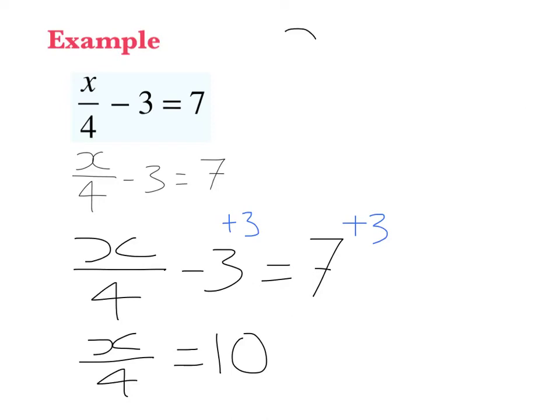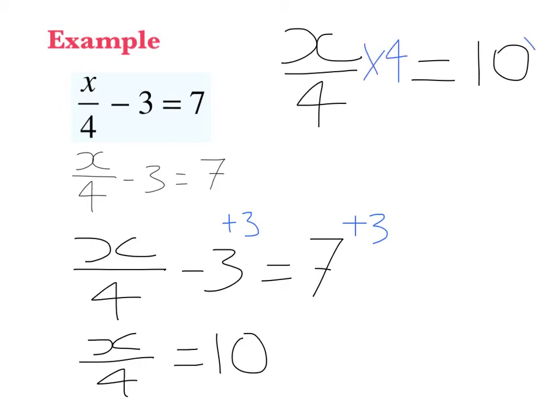Okay, so x divided by 4 equals 10. I'm going to multiply this side by 4, which will cancel out that division, and multiply this side by 4. Therefore x becomes 40. And it's as simple as that, guys.